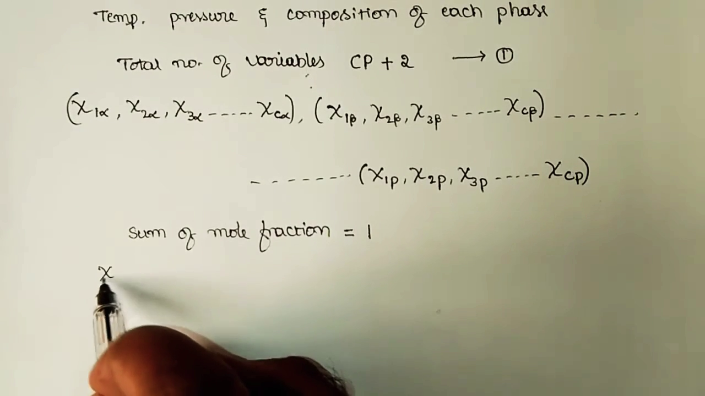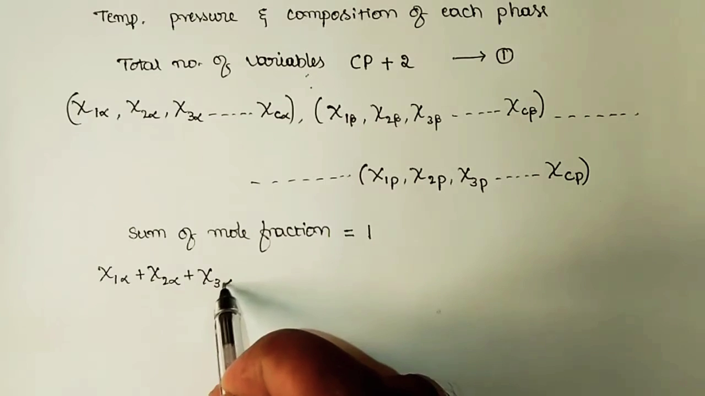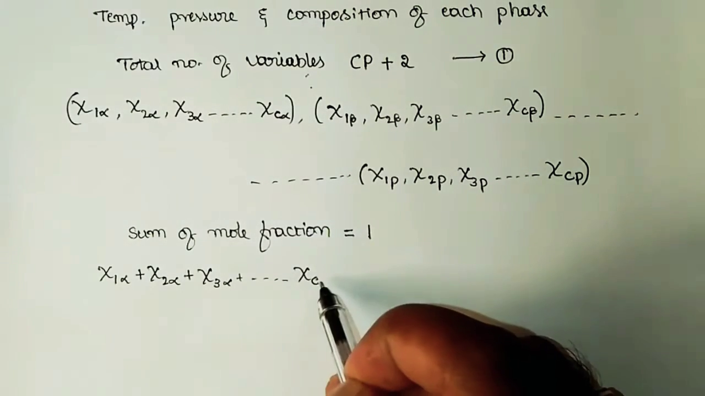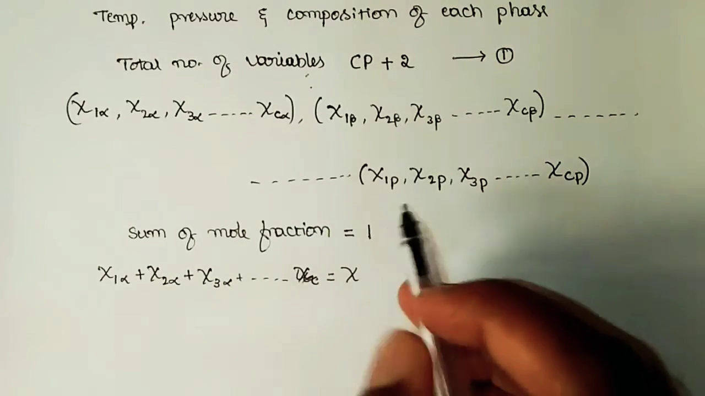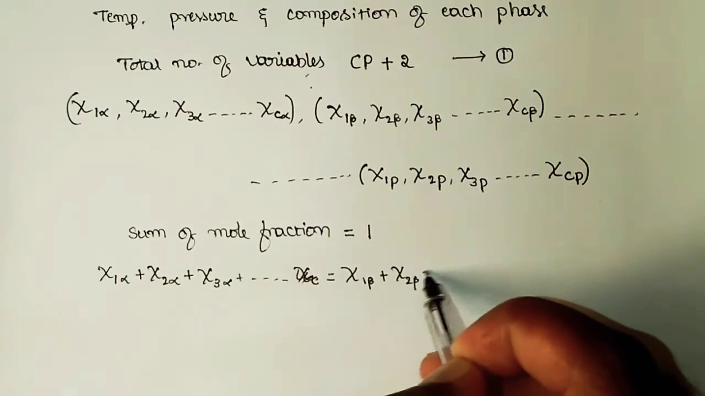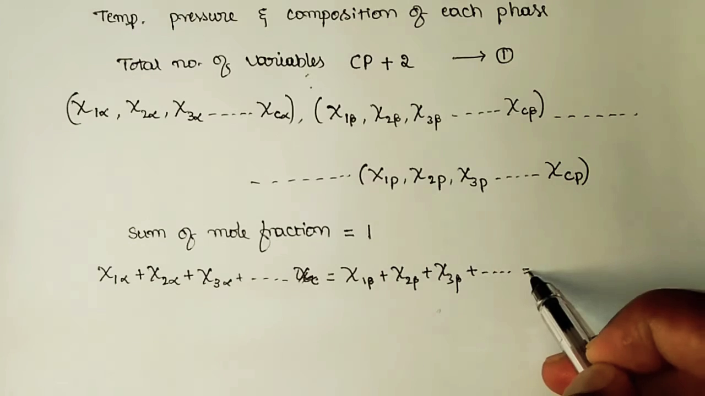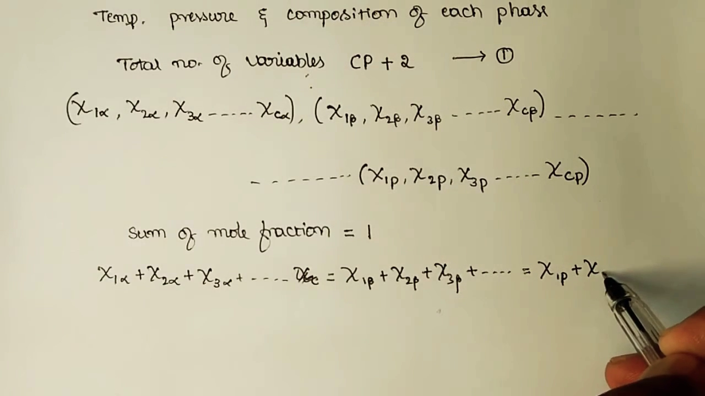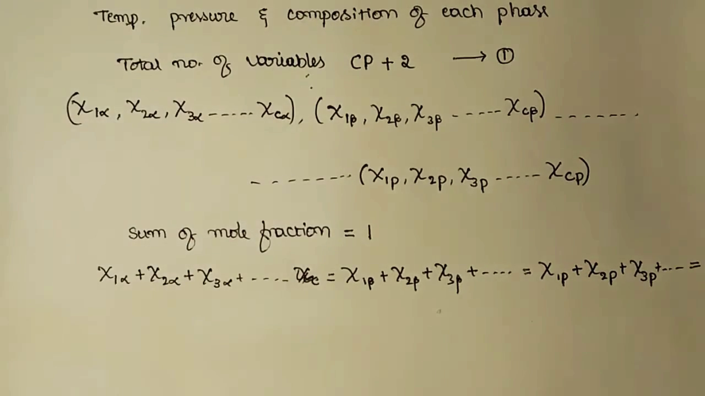So we can say in this way, the mole fraction of the first component in alpha phase plus mole fraction of the second component in alpha phase plus mole fraction of the third component in alpha phase, so on, mole fraction of the C component, or else let me write in this way, the sum of the mole fractions of all the components in beta phase, that is chi 1 beta plus chi 2 beta plus chi 3 beta plus so on up to C number of components, that will be equal to, say, mole fraction of first component in P phase plus mole fraction of second component in P phase plus mole fraction of third component in P phase, so on. That whole thing will be equal to 1.